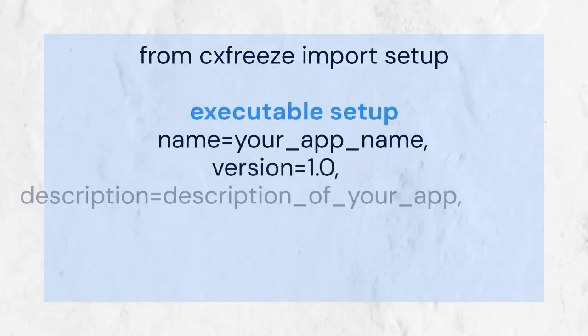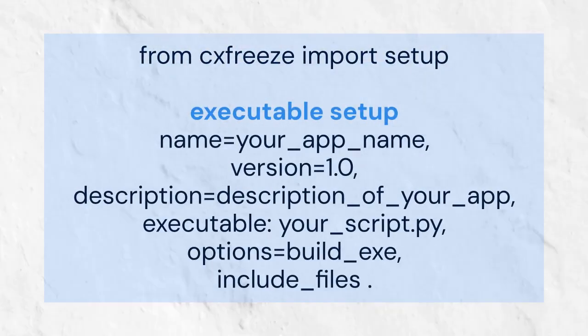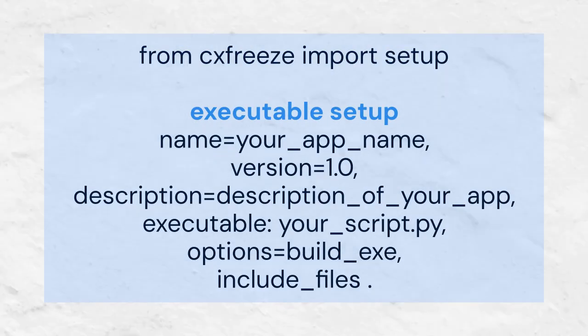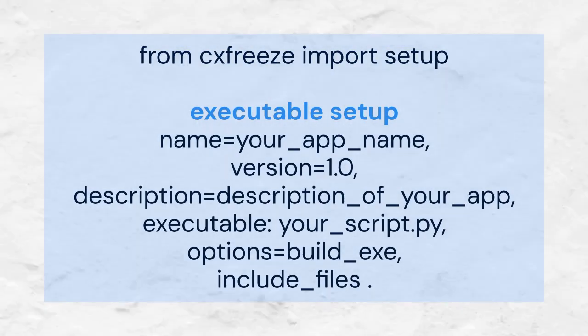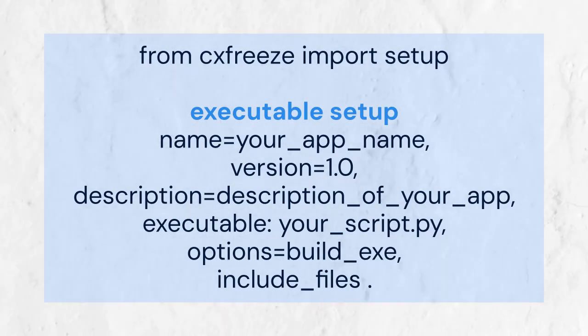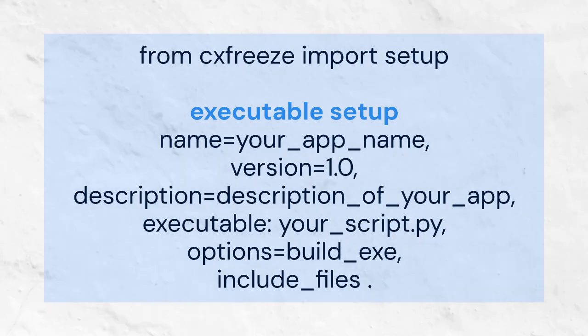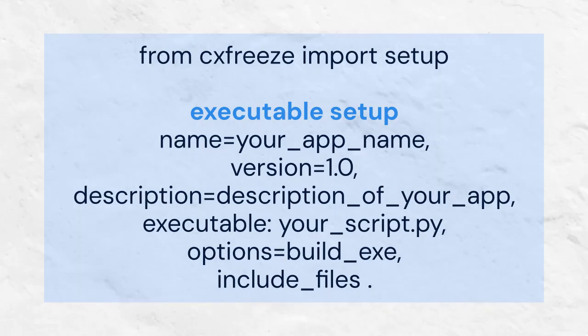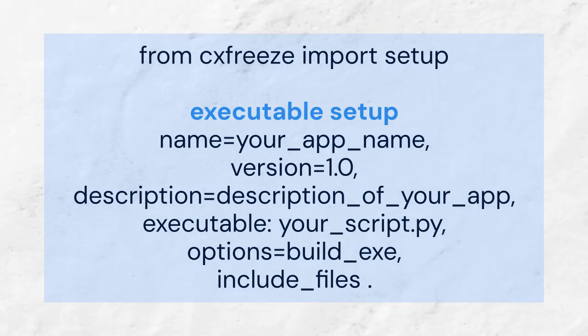From cx_Freeze import setup, Executable. setup(name="your app name", version="1.0", description="description of your app", executables=[Executable("your_script.py")], options={"build_exe": {"include_files": ["shape_predictor_68_face_landmarks.dat"]}}). Replace your app name, 1.0, description of your app, and your_script.py with your actual application details. The key is the include_files option, which now includes the data file.